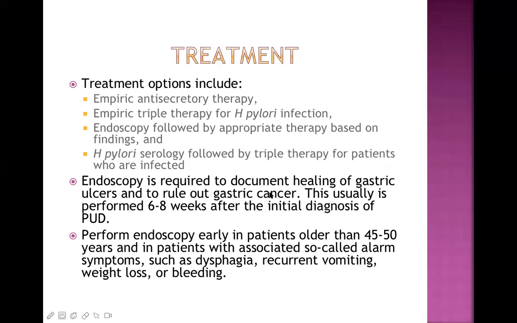Now, endoscopy is required to document healing of gastric ulcer and to rule out gastric cancer. This usually is performed 6 to 8 weeks after the initial diagnosis of peptic ulcer disease. After you do endoscopy, the disease is confirmed and you give the medicine. After that, you have to repeat the endoscopy once again, just to make sure the gastric ulcer, as well as the duodenal ulcer, is healing in time. And sometimes it can complicate into gastric cancer, so that can be known again by endoscopic examination. If you are doubtful, you can take a biopsy and confirm it.